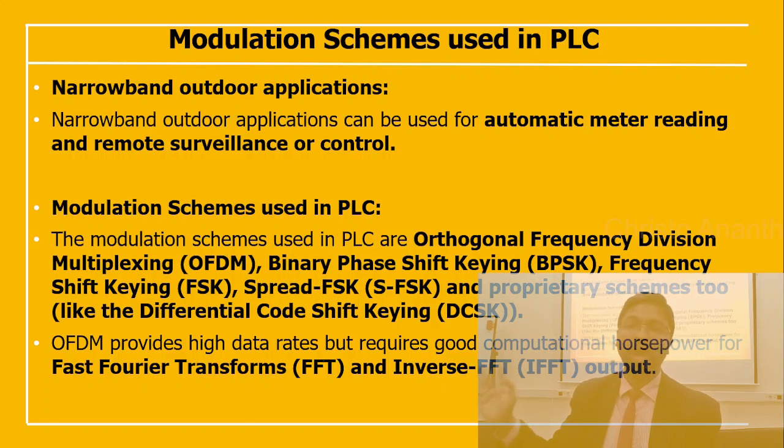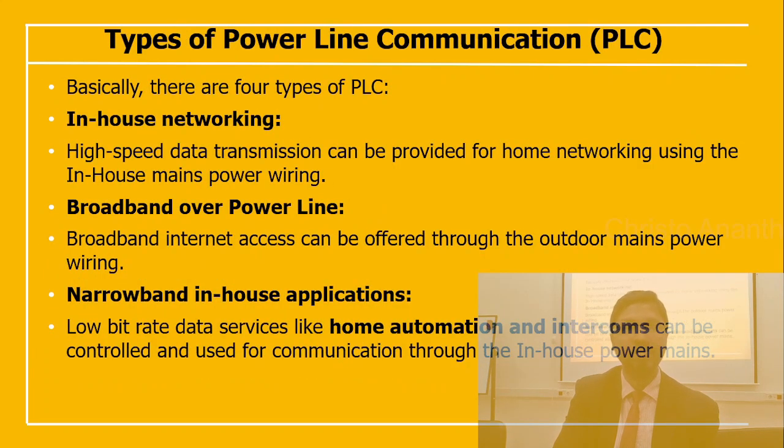For example, automatic meter reader system, or maybe remote surveillance or control, that you can use for outdoor applications. Maybe you are outside, in your company, and oh, I forgot to switch off the light, immediately use the mobile control, and immediately it will switch off. Okay, so these are the 4 types of PLC, 4 types of power line communication.